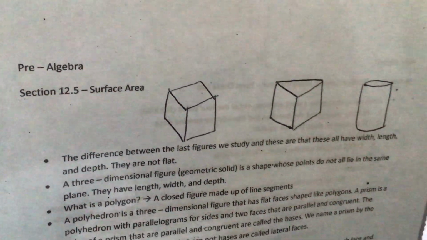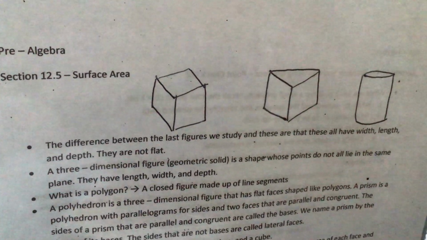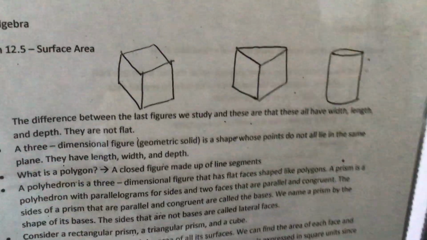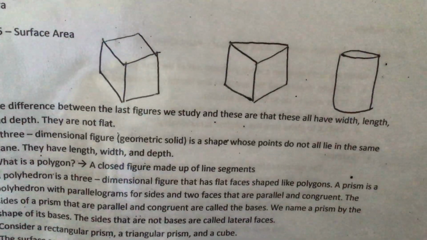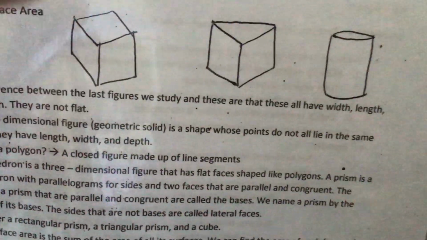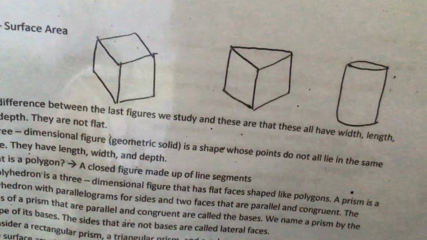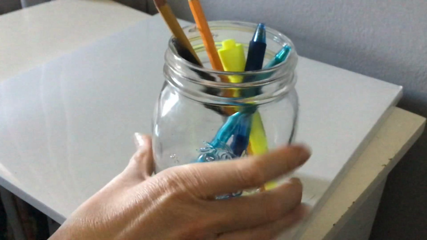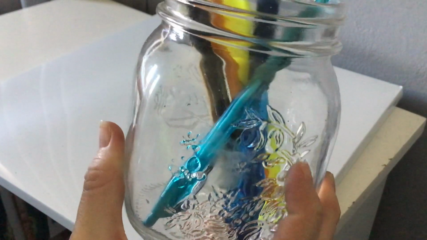12.5, surface area. The difference between the figures we have already looked at and these figures is that these are not flat figures. They're three-dimensional. It's got a depth to it as well. So, 3 dimensions: they have a length, a width, and a depth.